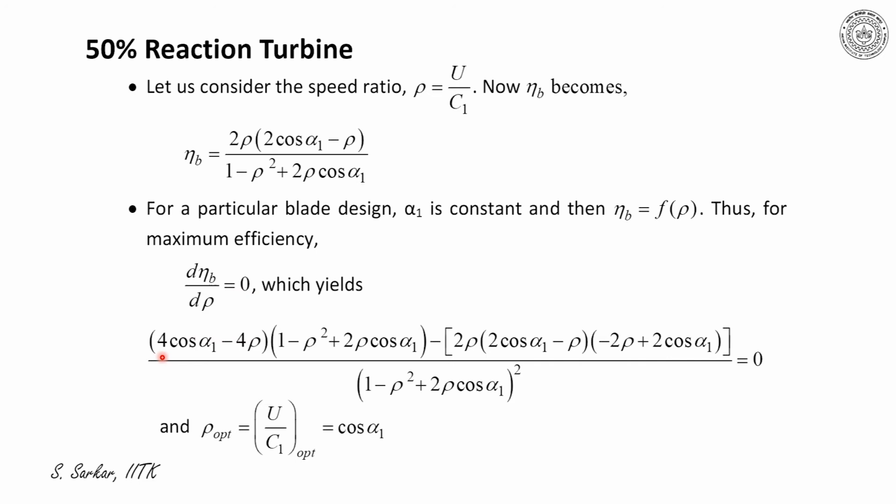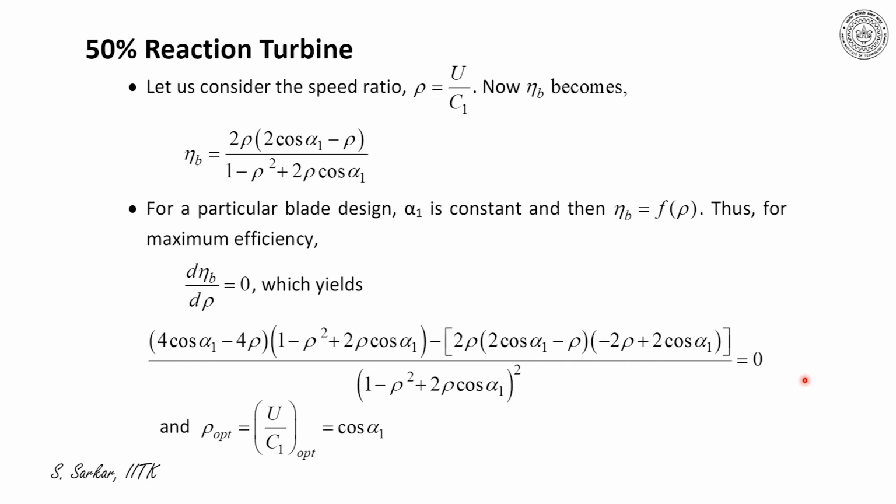which yields 4 cos alpha 1 minus 4 rho within the bracket 1 minus rho squared plus twice rho into cos alpha 1, minus within the bracket twice rho within bracket twice cos alpha 1 minus rho, again within the bracket minus 2 rho plus twice cos alpha 1, divided by 1 minus rho squared plus twice rho cos alpha 1, whole to the power square, is equal to 0.